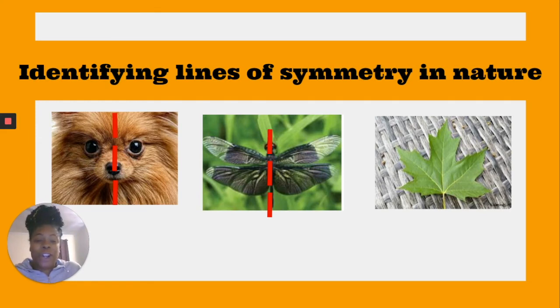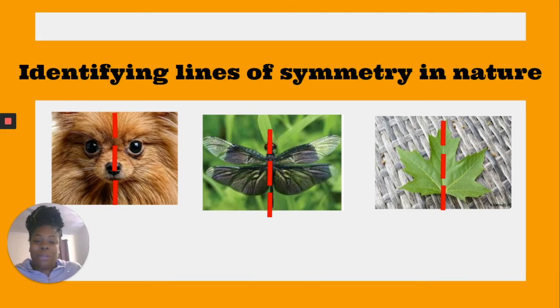Our last picture is a picture of a leaf. Again, drawing a horizontal line or diagonal line will not show me congruent sides. But I do think that the vertical line will. So let's see. Excellent, boys and girls. There is one line of symmetry here as well.